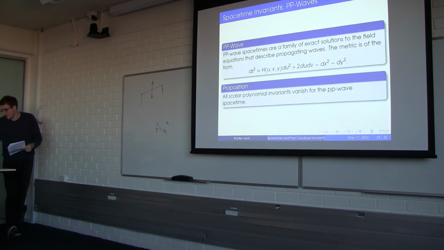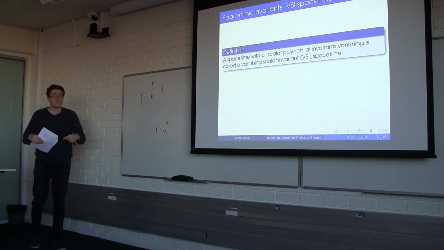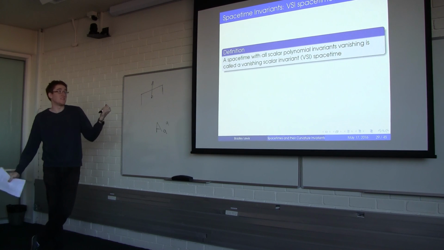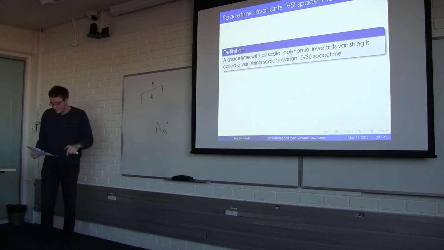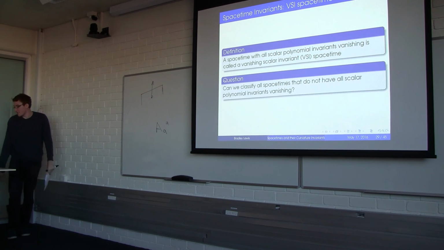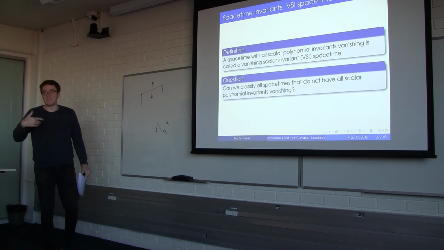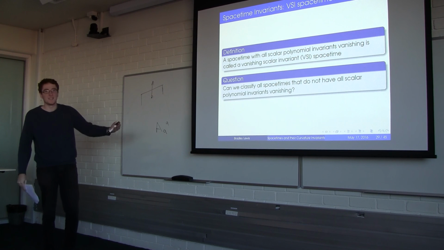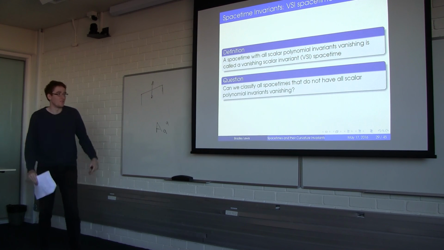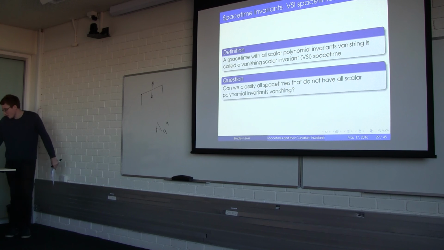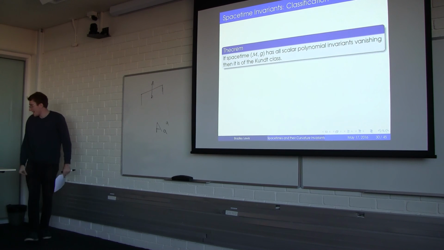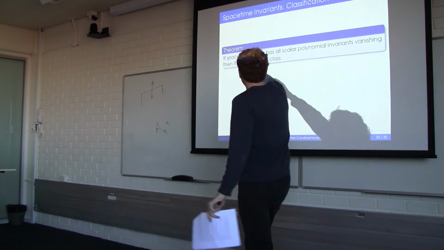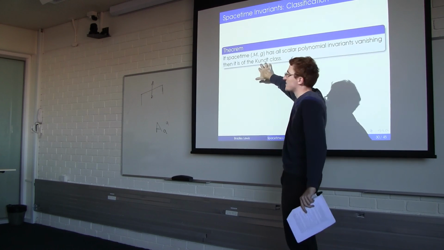Cool. And so now we're going to call a spacetime that has this property, where all of its scalar polynomial invariants vanish, a vanishing scalar invariant spacetime, or VSI for short. And we're going to have this question: can we actually classify in some way every spacetime that has this property? Is there a way we can say, okay, if it has this property, then it satisfies these other criteria, and compact it into some nice little group? And it turns out we can. We won't define what this is, because it's a bit beyond this talk. But if a spacetime (M, g) satisfies this, then it is of this class.